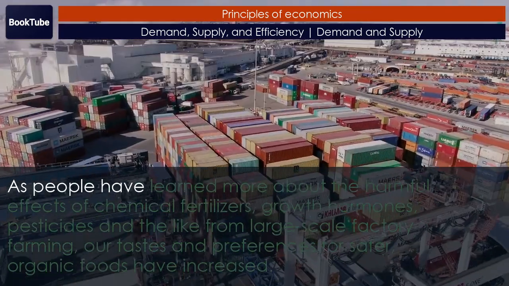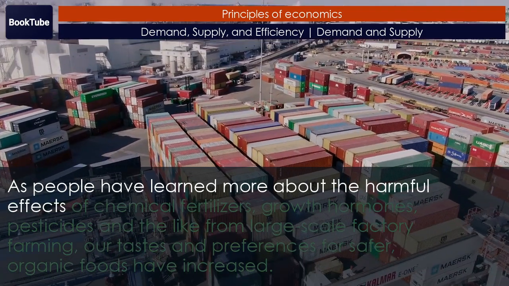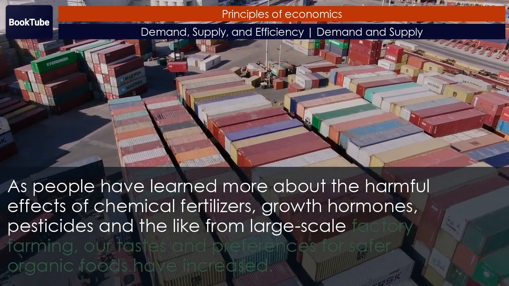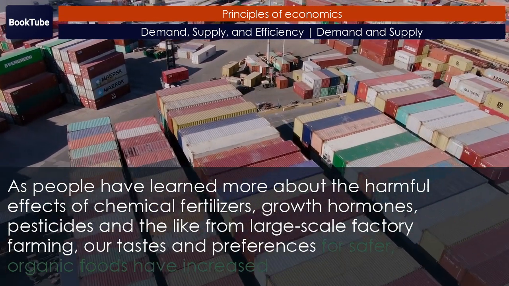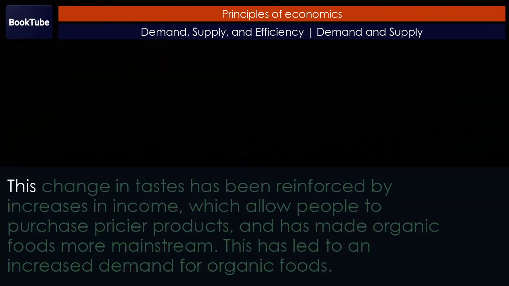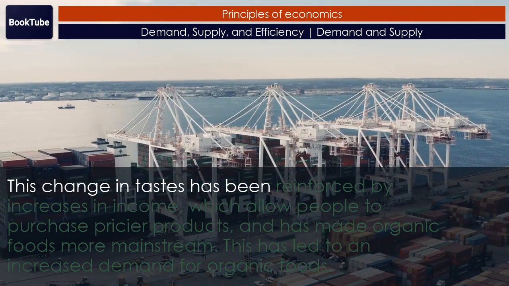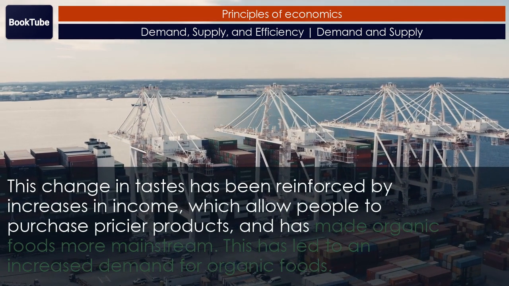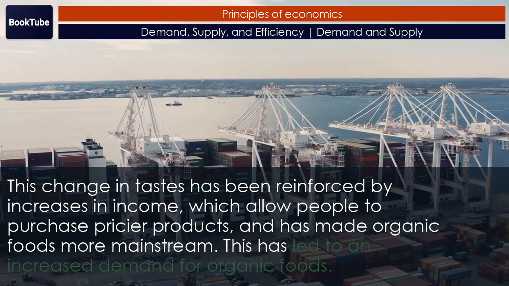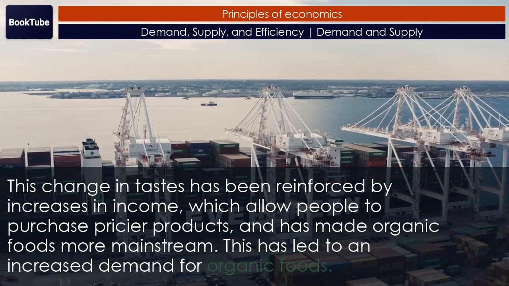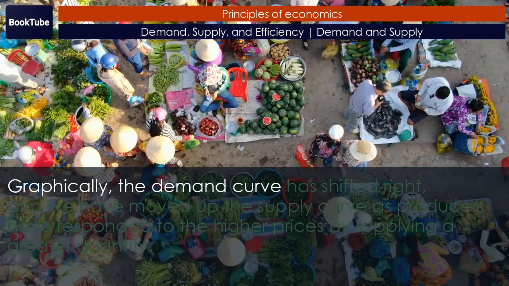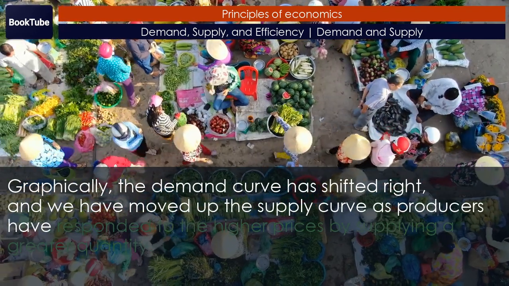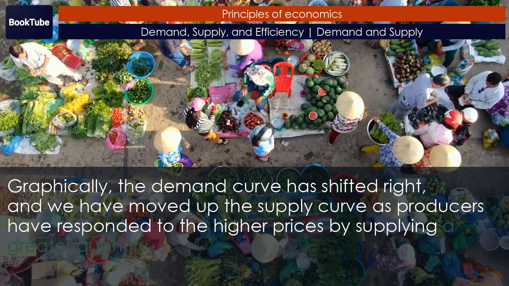As people have learned more about the harmful effects of chemical fertilizers, growth hormones, pesticides, and the like from large-scale factory farming, our tastes and preferences for safer, organic foods have increased. This change in tastes has been reinforced by increases in income, which allow people to purchase pricier products, and has made organic foods more mainstream. This has led to an increased demand for organic foods. Graphically, the demand curve has shifted right, and we have moved up the supply curve as producers have responded to the higher prices by supplying a greater quantity.